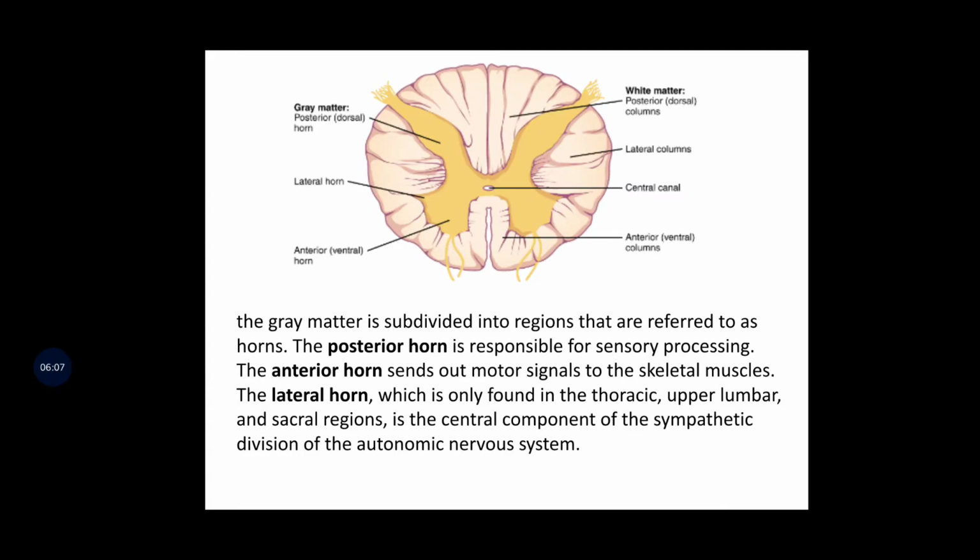Now, as you can see in this diagram, the grey matter is subdivided into regions that are referred to as horns. The posterior horn is responsible for the sensory processing, and the anterior horn sends on motor signals. So the posterior horn, that means a lateral half, which is the posterior half, we call the dorsal half. Now, this is responsible for the sensory processing.